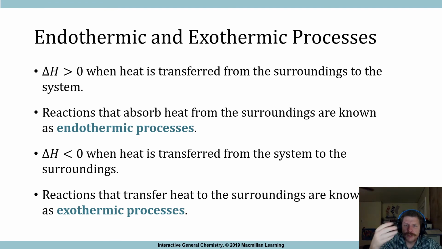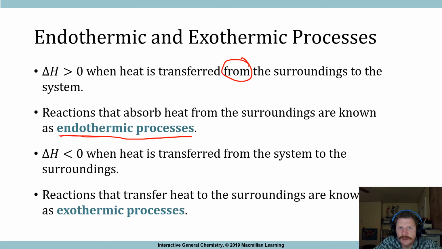So what we can do with that is we can look at constant pressure, delta H greater than 0 when heat is transferred from the surroundings to the system. So "from" is our key word there, from surroundings to the system. Reactions that absorb heat from the surroundings are known as endothermic reactions. So this is heat coming from the exterior to the system. This is an endothermic process. It's taking heat from outside of itself.